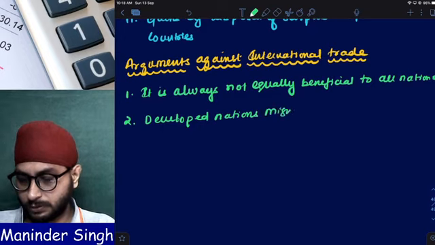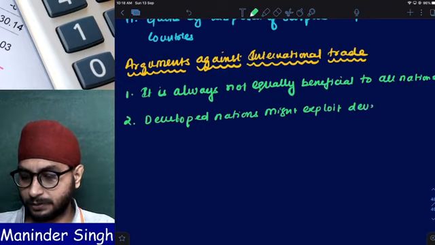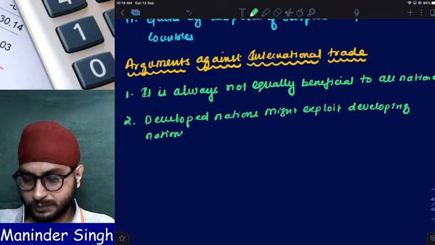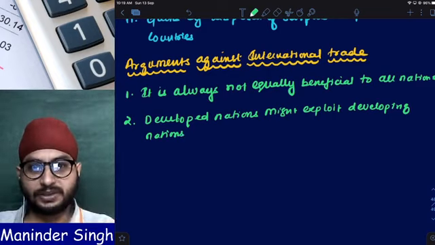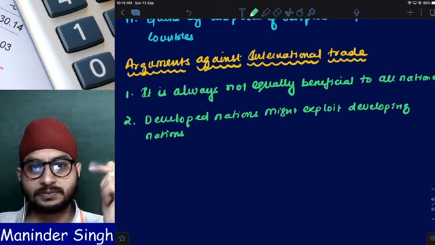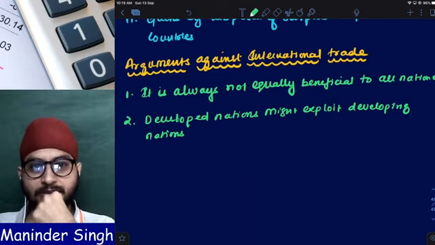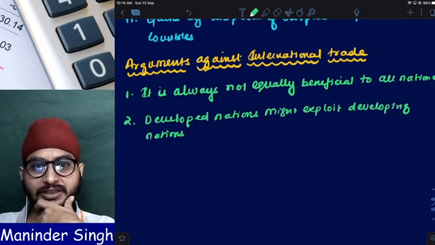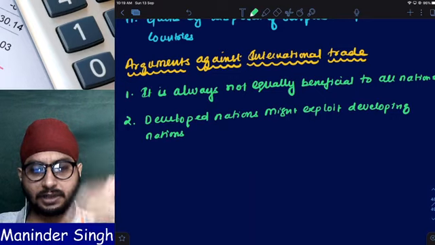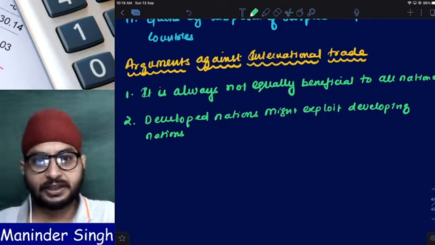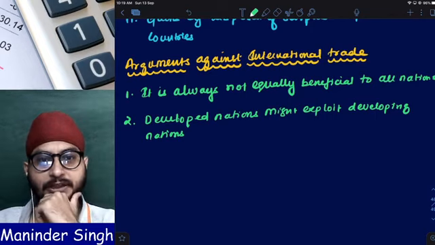Point number two. Developed nations might exploit developing nations. Now tell me, can India exploit the US in anything? Impossible. Can the US exploit India? Yes. Now let us say, can India exploit China? Yes, it can. India can easily ban Chinese products over the next 4 or 5 years. If you start supporting Indian products, India can ban the majority of the products from China.